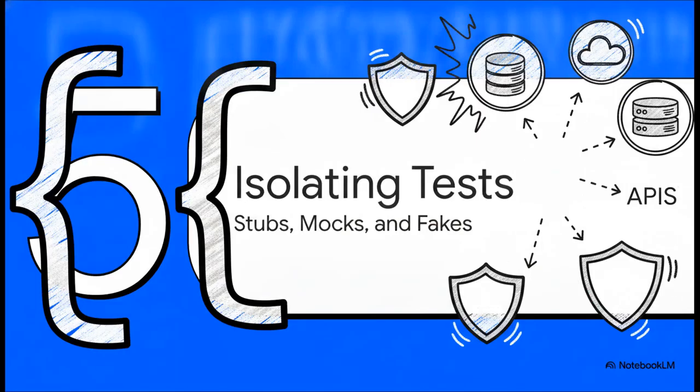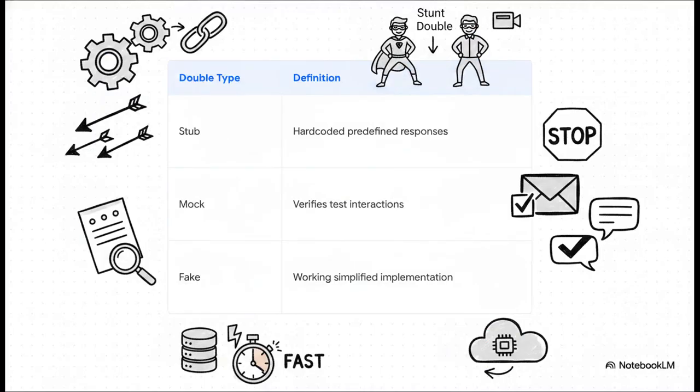All right, Section 5, isolating your tests. We're talking stubs, mocks, and fakes. To isolate dependencies in larger projects, we use what are called test doubles. It's kind of like using a stunt double in a movie for the dangerous scenes. You'll generally choose between 3 types. Stubs provide simple, predefined, hard-coded responses without any complex logic.